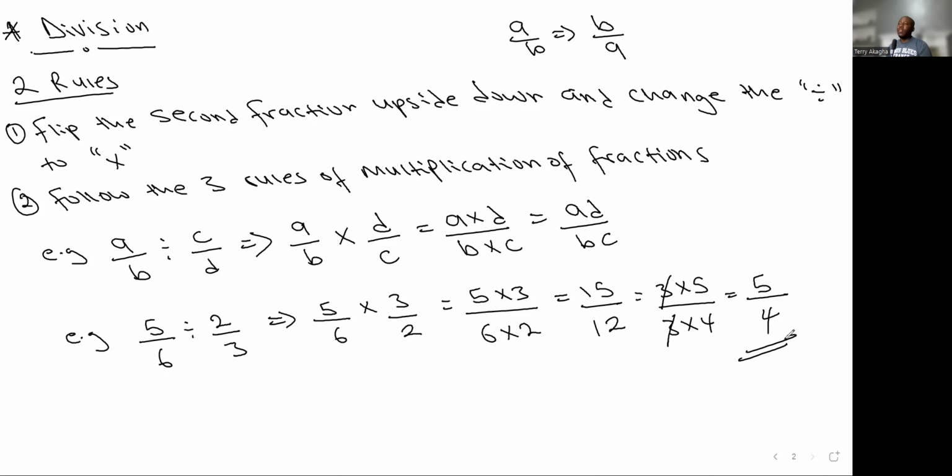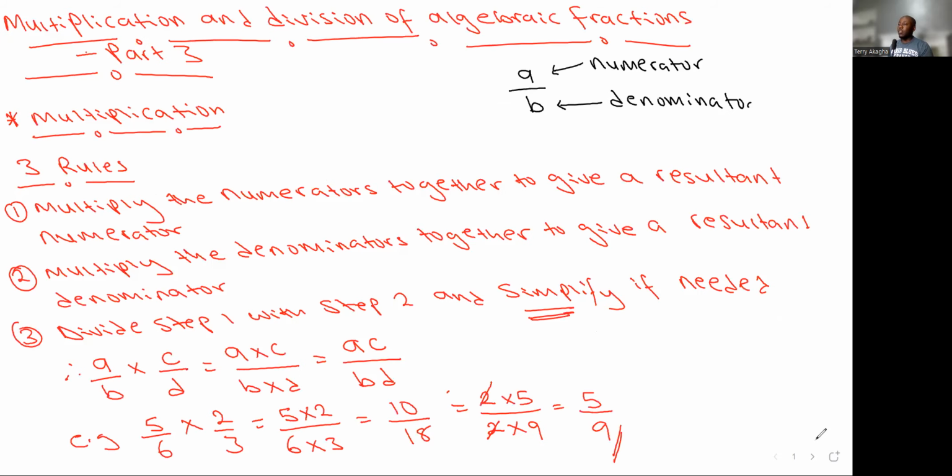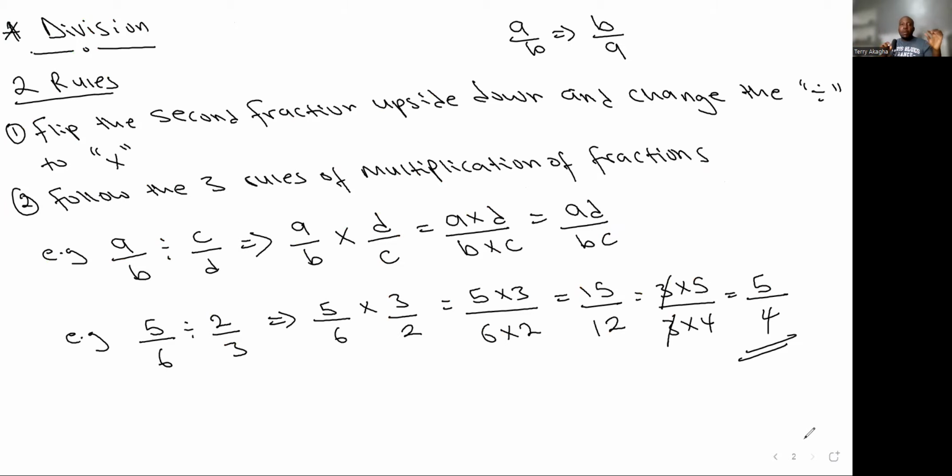All right. So that is how you solve multiplication and division of fractions. For multiplication, you multiply the 2 numerators together, you multiply the 2 denominators together, and you divide both of them. For division, it's the same as multiplication, but you have an extra step where you flip the second fraction, then you follow the 3 rules, and that will be the answer.